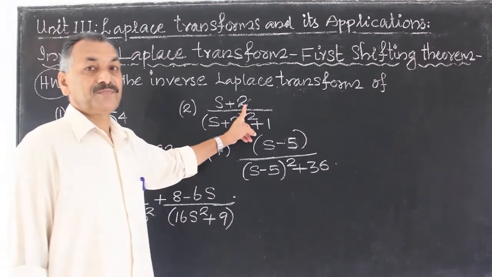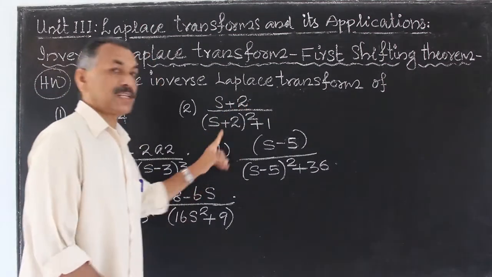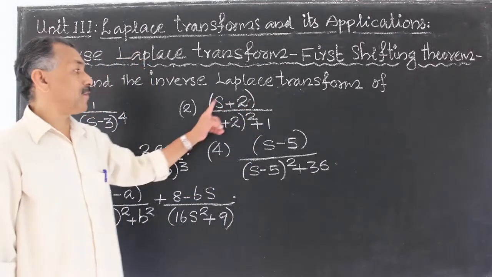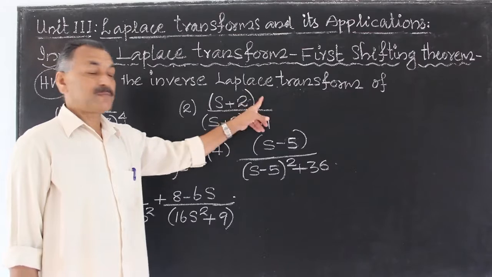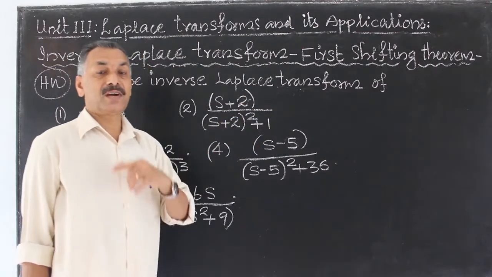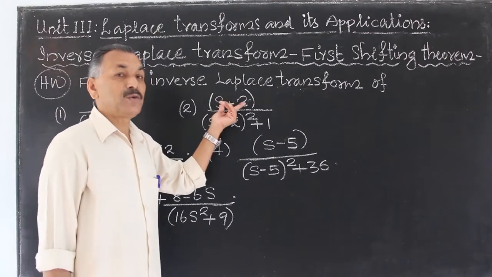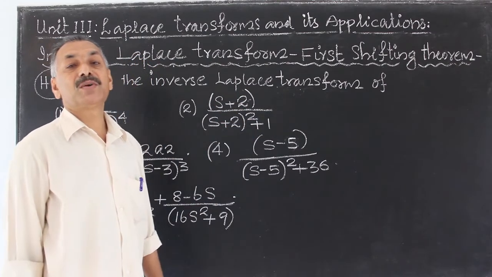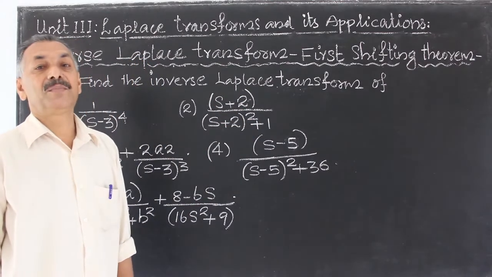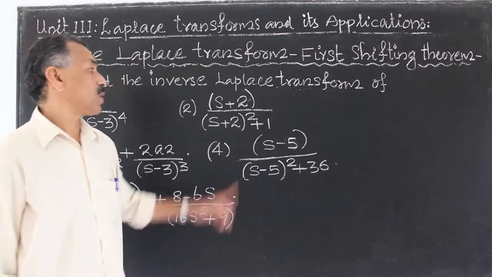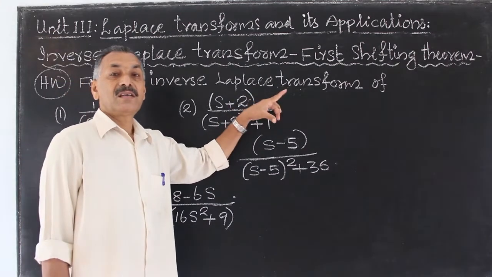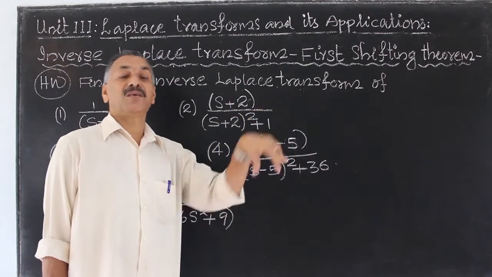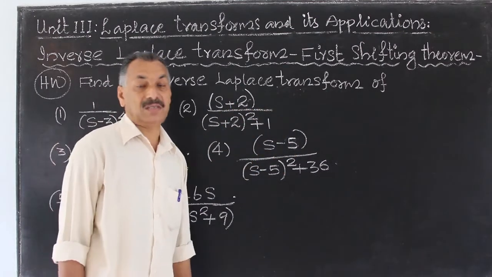Then similarly this one. In s plus 2, here also it is s plus 2. Given f of s plus 2, that is f of s plus a, is equal to s plus 2 divided by s plus 2 whole square plus 1. What is f of s? Where s plus 2 comes, we put s. Then it is s divided by s square plus 1. What is the inverse of s divided by s square plus 1? s divided by s square plus a square is equal to cos at, that is cos t. Then what is Laplace inverse of f of s plus 2? e raised to minus at into f of t. That is e raised to minus 2t into cos t.